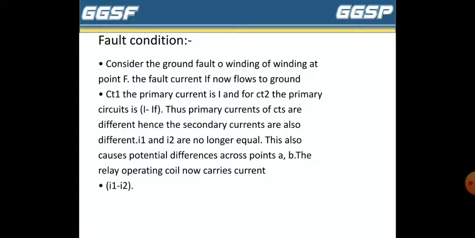Fault condition. Consider a ground fault on the winding at point F. The fault current IF now flows to ground. For CT1 the primary current is I, and for CT2 the primary current is I minus IF. Thus primary currents of CTs are different, hence the secondary currents are also different. I1 and I2 are no longer equal. This also causes potential difference across points A and B. The relay operating coil now carries current I1 minus I2.